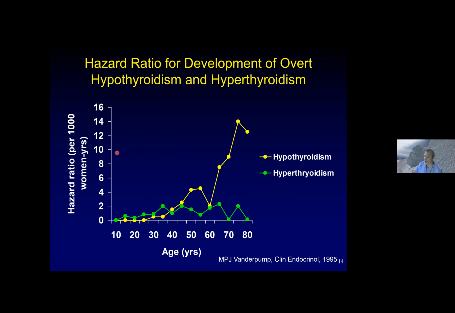Now, we know that the prevalence of hyperthyroidism is fairly stable throughout the lifespan, but hypothyroidism becomes more common, particularly in women with age. And so that's a rationale sometimes for being more aware and maybe screening more patients as our patients age, because the prevalence of the disease is more common.